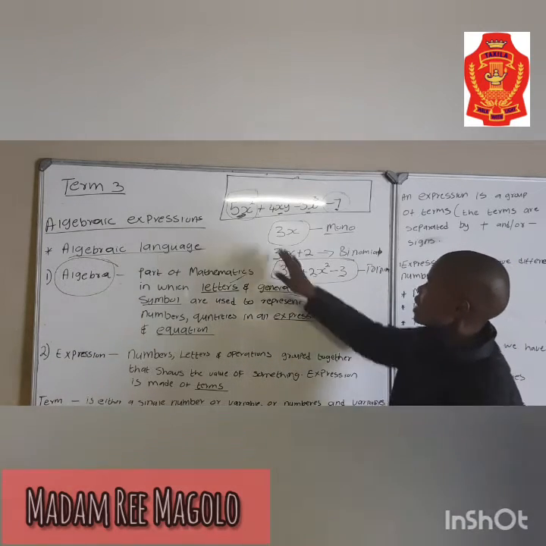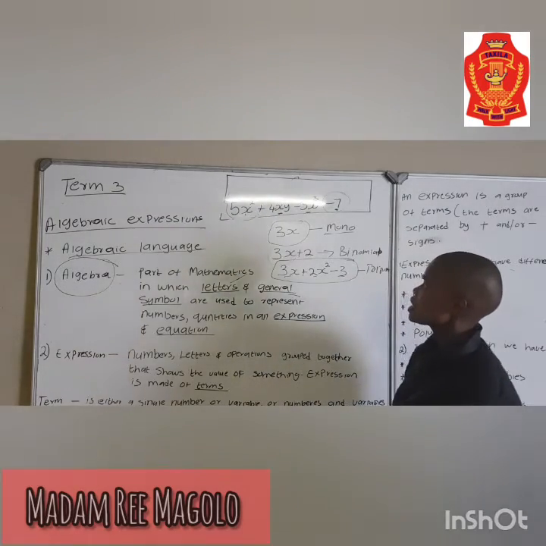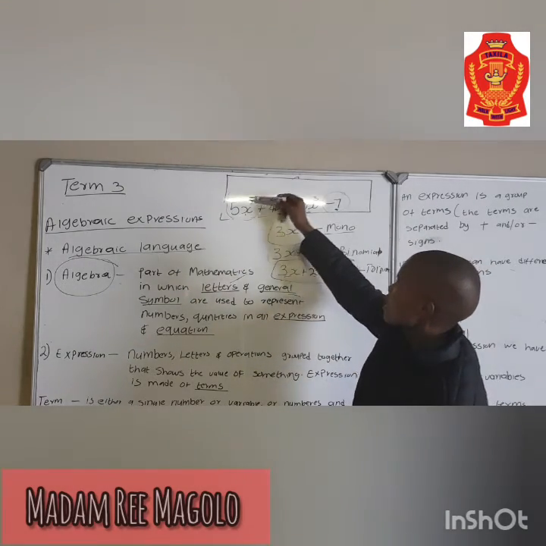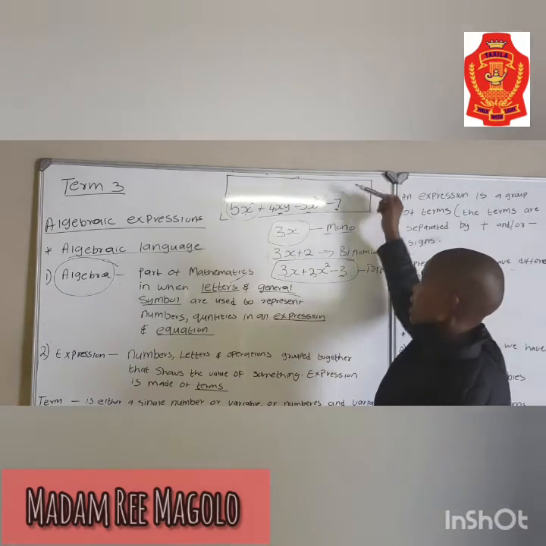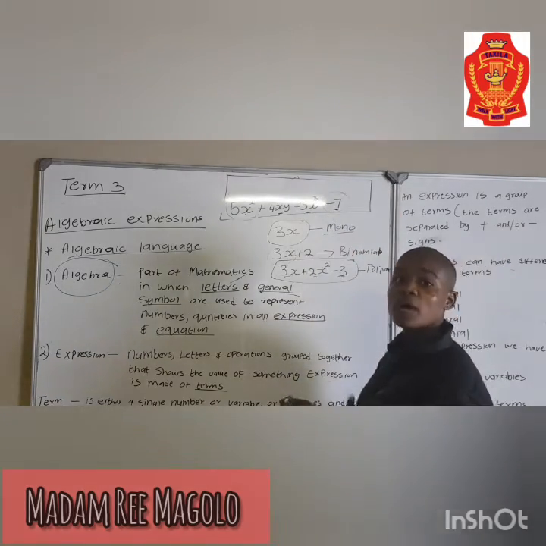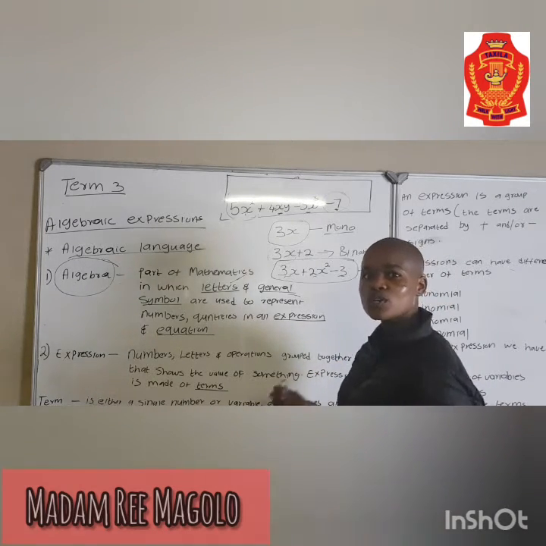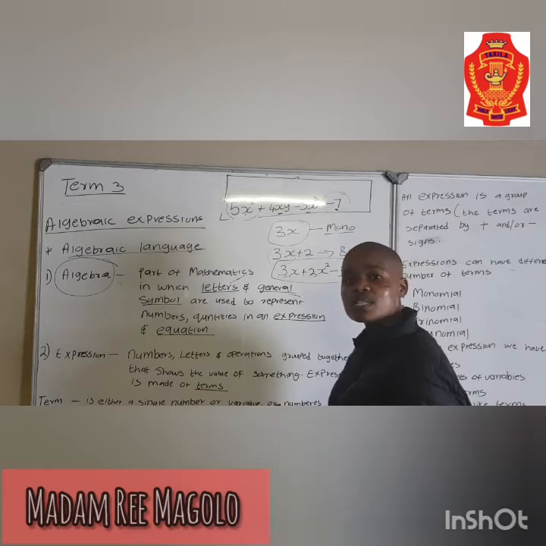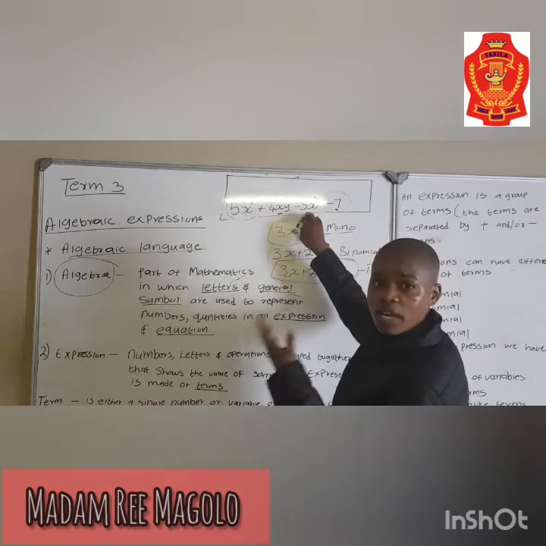Looking at the original expression that I had written before, how many terms does it have? It has 1, 2, 3, 4 terms. And we call this a polynomial, because it has more than 3 terms. So we consider more than 3 terms as many terms. Poly stands for many. So we call this a polynomial.